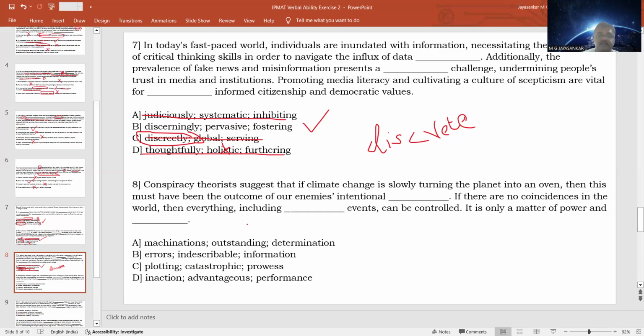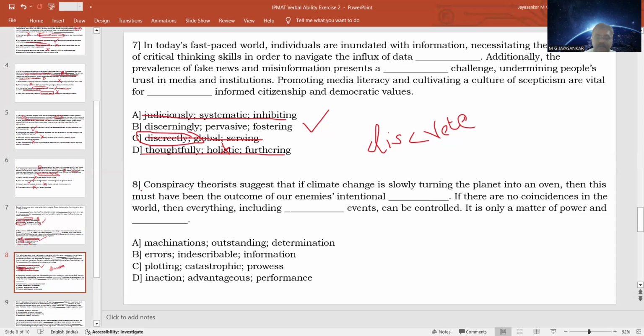Question number 8. Conspiracy theories suggest that if climate change is slowly turning the planet into an oven, then this must have been the outcome of our enemy's intentional dash. So it says that conspiracy theories. Who is a conspiracy theorist? A person who sees certain conspiracies in everything, or who sees certain evil designs in whatever things happen around the world. Somebody thinks that everything is based on a conspiracy. All actions or everything that happens in the world is because of certain conspiracies or certain evil designs by some people. That is called a conspiracy theorist.